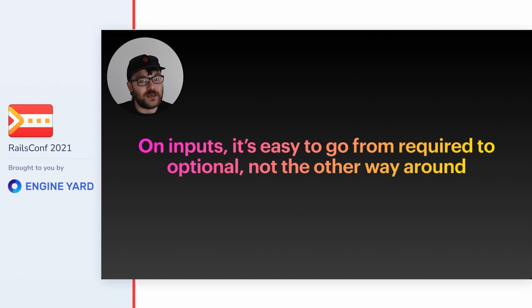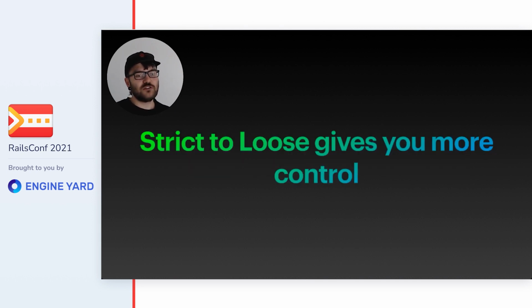So on inputs or on payloads that you receive on your API, it's easy to go from required to optional, not the other way around. Or even better to say, strict to loose, strict being required and loose being optional. Strict to loose gives you more control. It gives the client less flexibility, but it's not the flexibility they ever asked for. And it gives you more flexibility in terms of changing. If at first you marked it as required, you can always remove it and mark it as optional, and your clients are going to be able to communicate just fine.